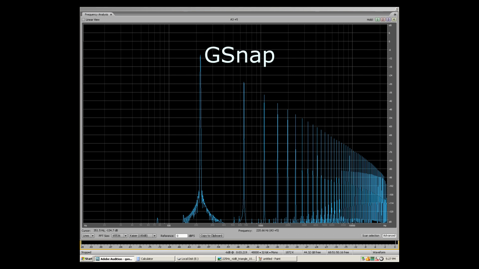Our next example is G-Snap. This is sort of like a freeware version of Antares' Auto-Tune, and this is actually really surprising to me. I'm surprised at how clean this is. There's noticeably less artifacts than with the other two examples. And unfortunately, I don't have the Antares Auto-Tune example anymore, but I do remember it being somewhat higher than this.